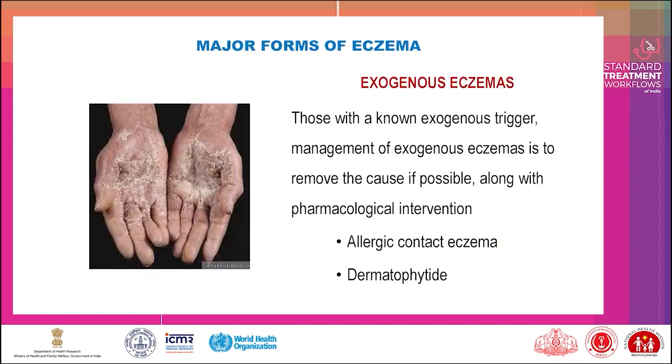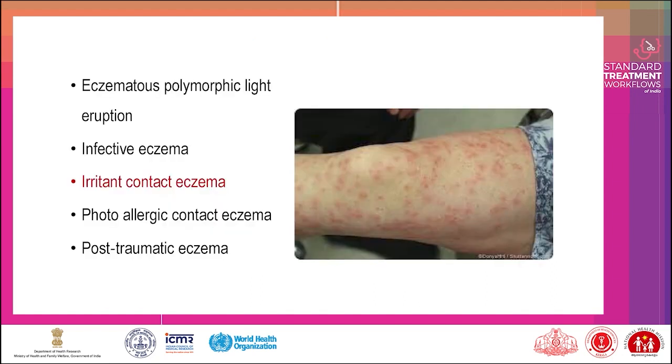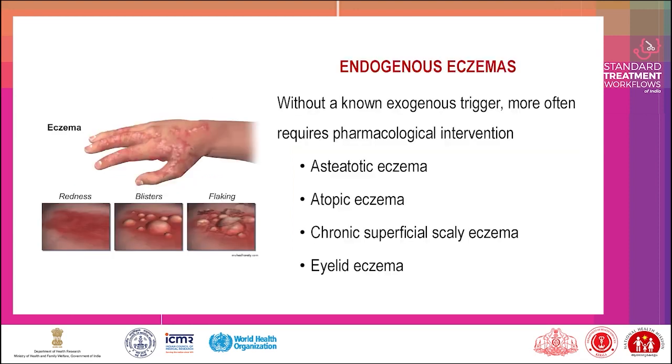Major forms of eczema: exogenous eczemas, those with an exogenous trigger. Management of exogenous eczema is to remove the cause if possible, along with pharmacological interventions. Exogenous eczemas include allergic contact eczema, dermatophytide, eczematous polymorphic light eruptions, infective eczema, irritant contact eczema, photoallergic contact eczema, and post-traumatic eczema. Endogenous eczemas are those which occur without an exogenous trigger and more often require pharmacological interventions.